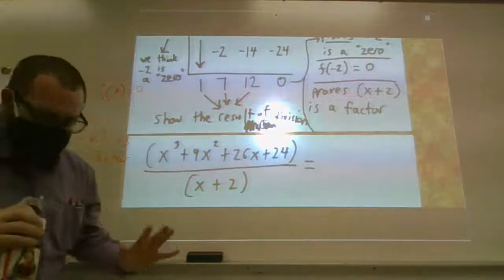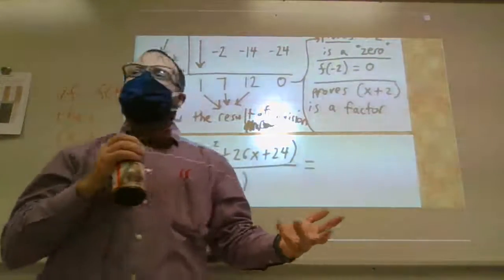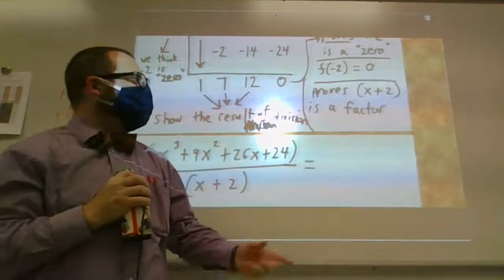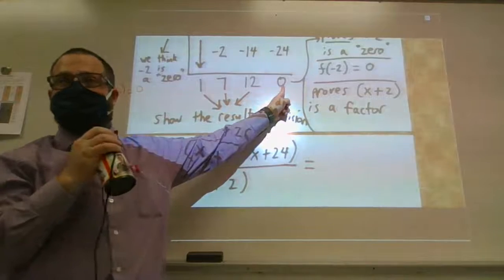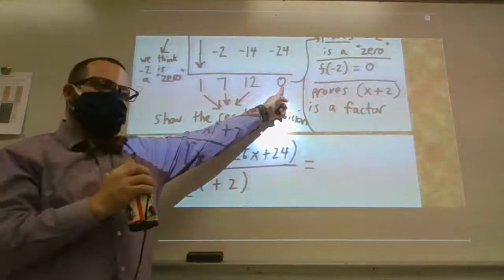Now, just for the sake of argument, when you guys divide things and you have something left over, what do you usually call it? A remainder. That's your remainder. That number right there that I'm pointing to, the last number on the bottom right, is your remainder.